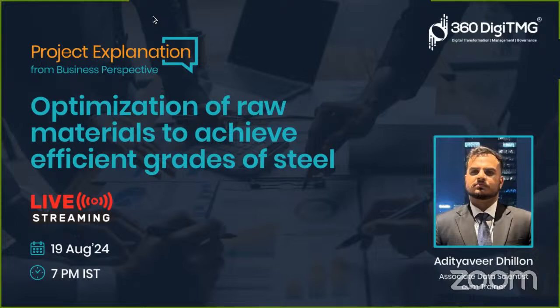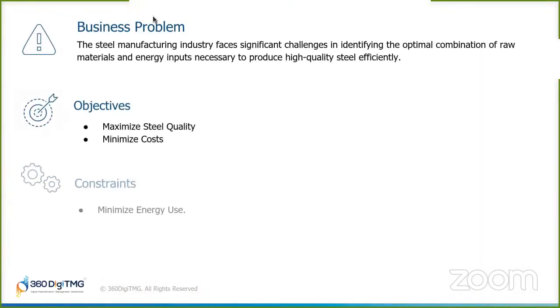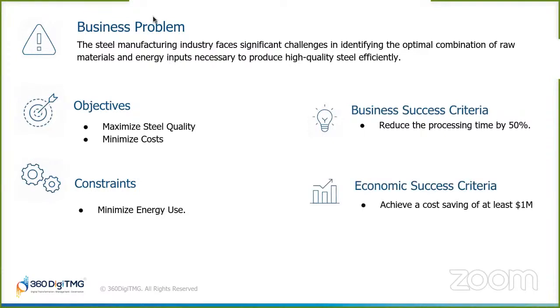Today, we are going to talk about optimization of raw materials to achieve efficient grades of steel. And joining us today, we have Sai Kirti. Good evening, Sai Kirti, and welcome. Good evening, Aditya. So, Sai Kirti, let's get into the project and let us try to understand the business side of the project that we are dealing with.